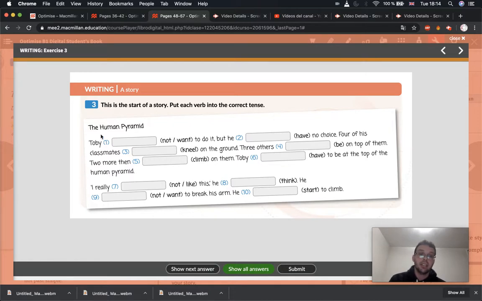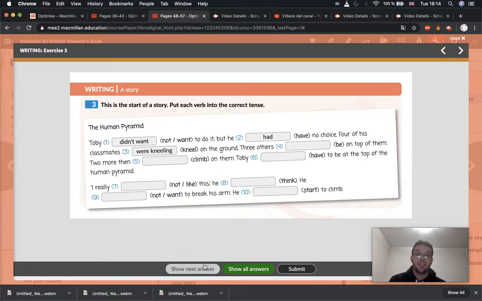All right, so the human pyramid. Toby didn't want to do it, but he had no choice. It's past simple. Four of his classmates were kneeling on the ground. Kneeling, if you don't know, is like sitting down, but on your knees. This is happening at the same time. Four of his classmates were kneeling on the ground.